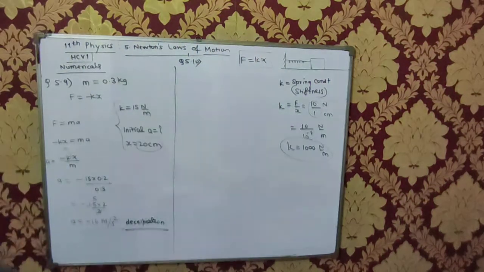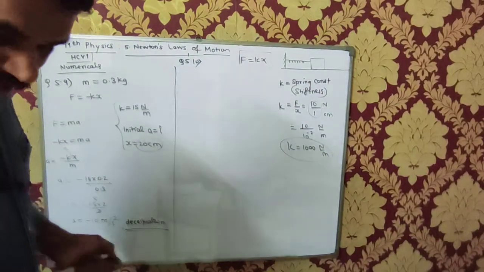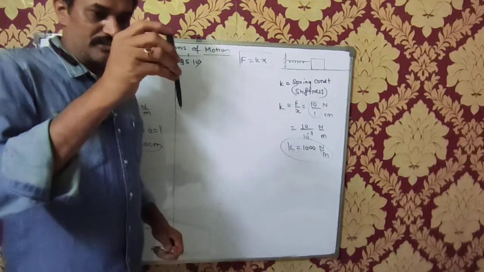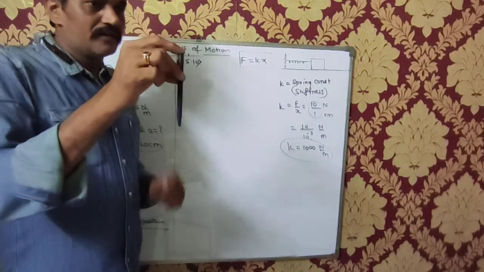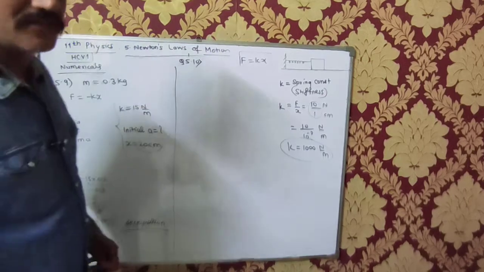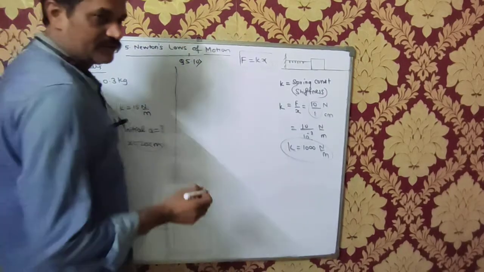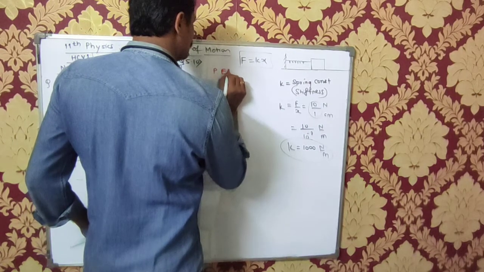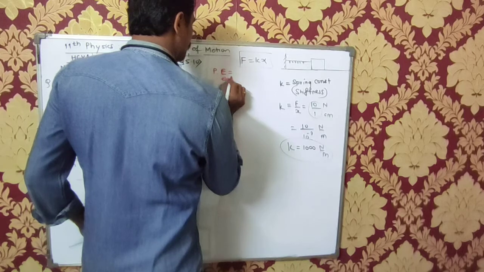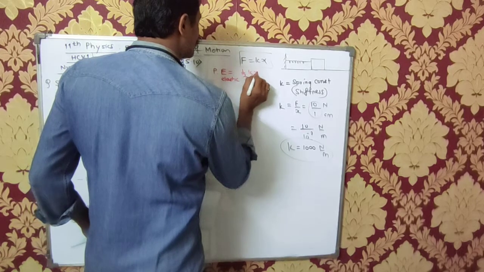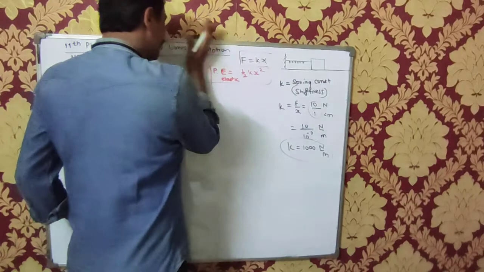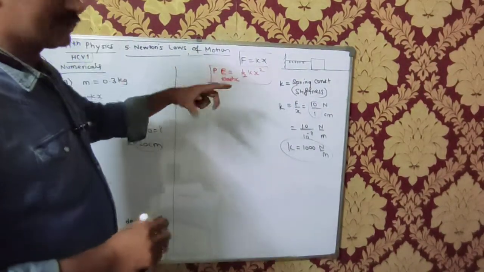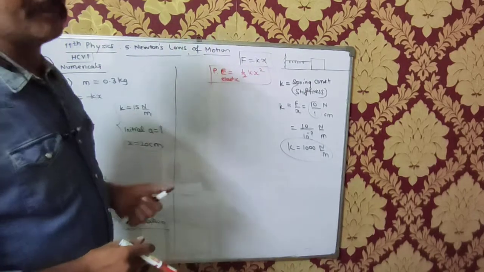One more thing to be remembered here: whenever I am compressing the spring, some energy is stored in the spring, isn't it? That is called the potential energy or elastic energy. The energy stored in the spring is called elastic energy, and it is given by half k x square. Now we don't need this formula right now, but at a later point we will need it. So I just gave it to you. You can write this in the formula section, specially meant for the spring.